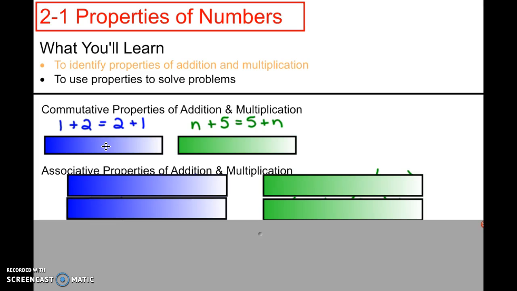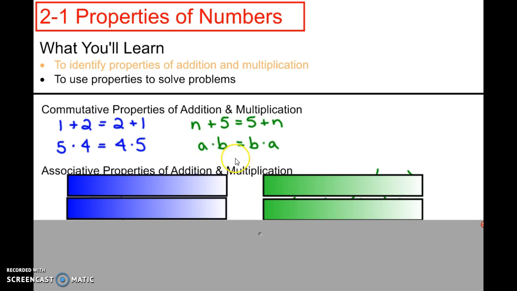Using the same idea of the commutative property, now let's look at multiplication. This example uses multiplication between two numbers. Notice the left side will give you the same answer as the right side. Now with algebraic letters, variables, I can do a times b, and that will give me the same answer as b times a.